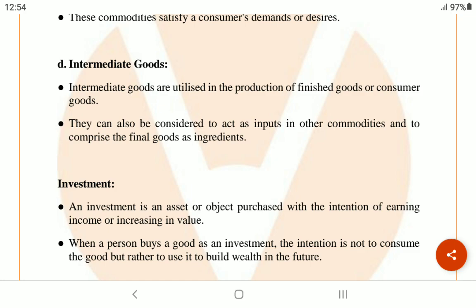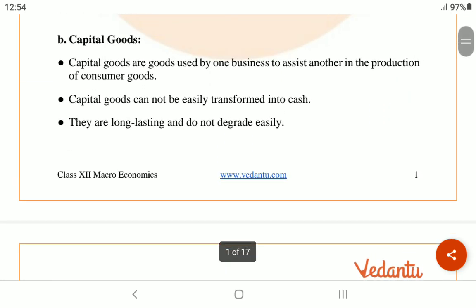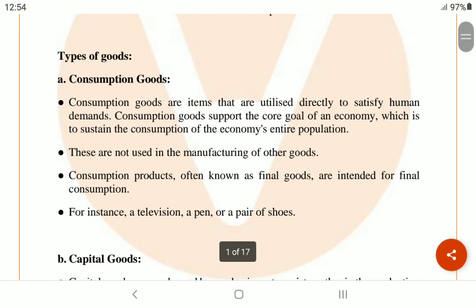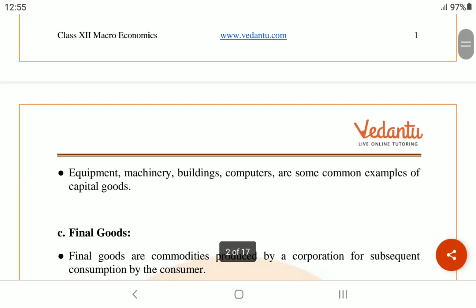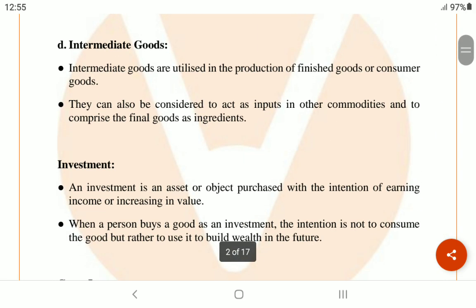So these are the types of goods. They may ask for 5 marks, write the types of goods and explain. They may ask for 1 or 2 marks by telling explain consumption goods or capital goods, what is capital goods, or final goods or intermediate goods.